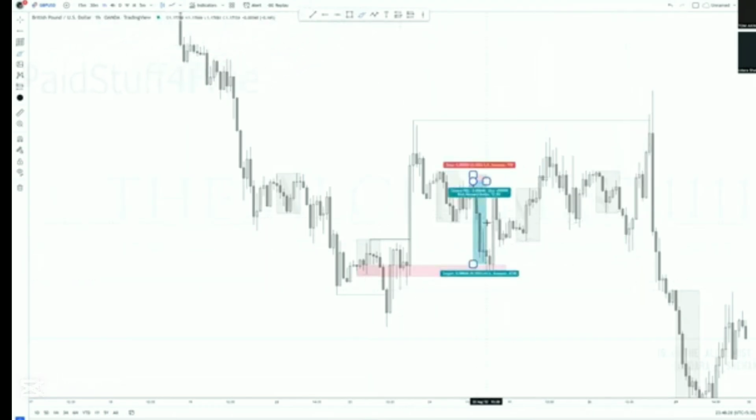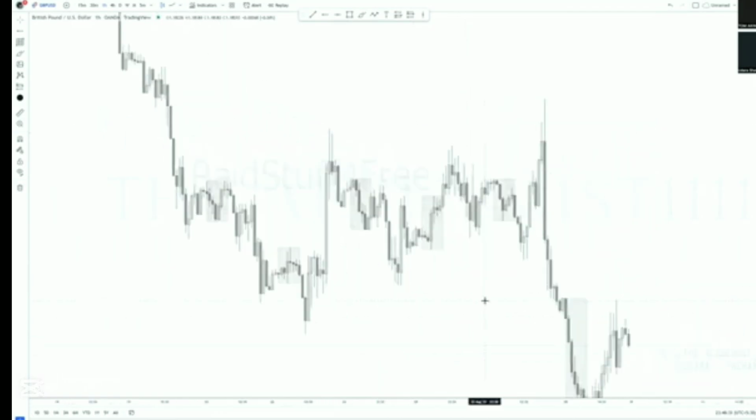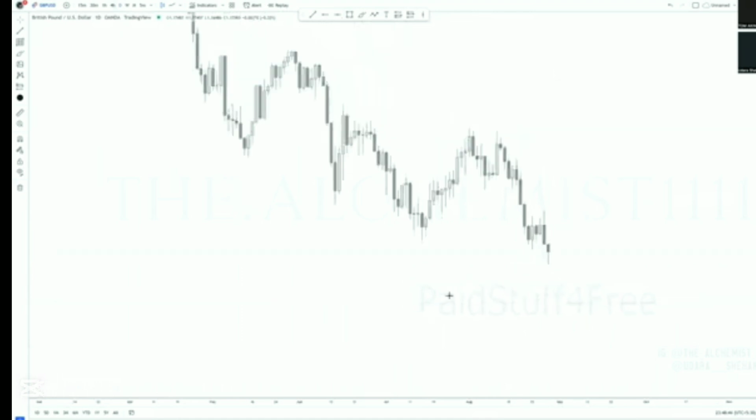So that is what we could do when the daily is not that clear. That is what we could do when the directional bias is not that clear. But most importantly, make sure you focus on these breaks, because that is the ultimate direction. That is what's going to show you the direction.